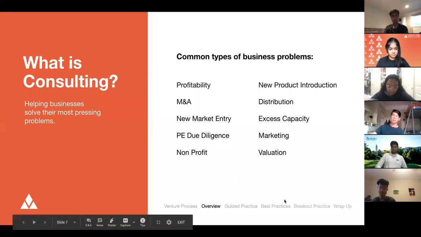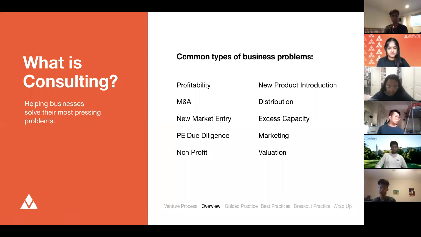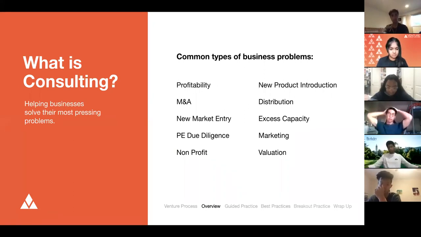So in order to talk about the case interview, let's start with consulting. Defining consulting simply is helping businesses solve their most pressing problems. And listed on the right are a handful of business problems we tend to see that everyday management might face. Some of these: Profitability, how can we make more money? New product introduction, what is the best way for us to introduce a product onto market? M&A, who are we trying to acquire? Why are we trying to acquire the company? What do we do after an acquisition? Questions like these plague management, day in, day out, and these are the types of questions consulting tries to answer.